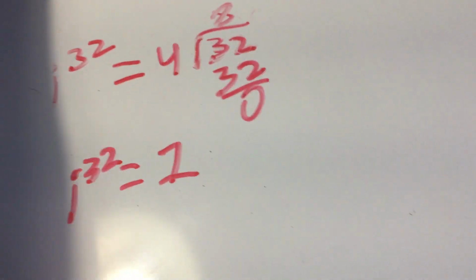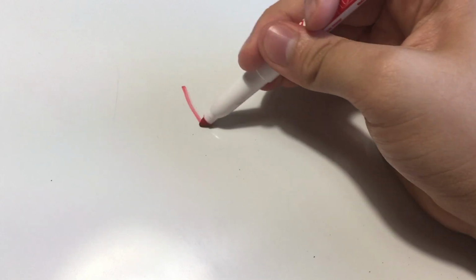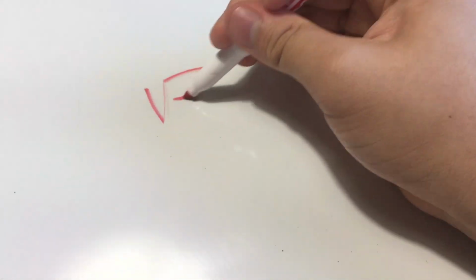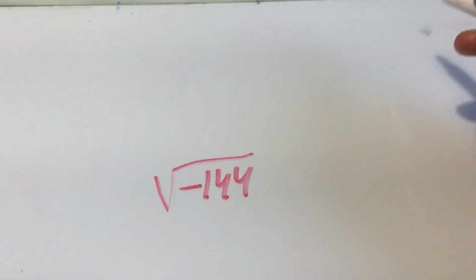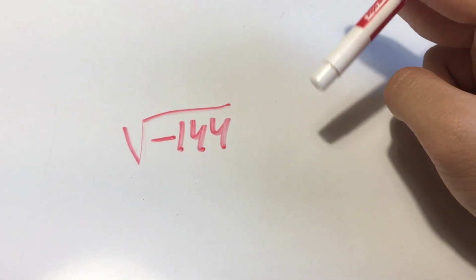Okay, so that was just a little review right there. And now another review. Yeah, I'll give you another review. Square root of -144. How do we solve this?